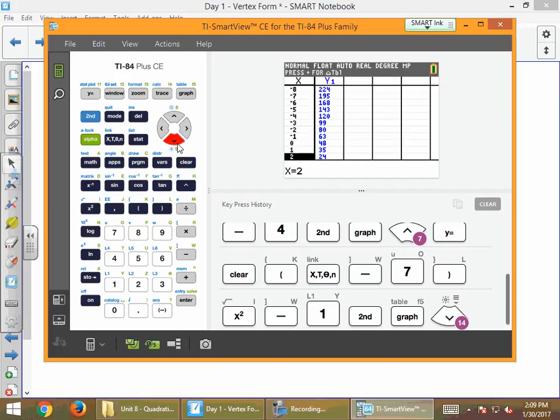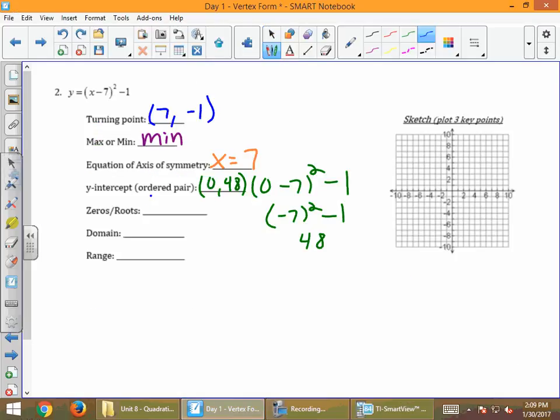Numbers are getting smaller, so I'm going to go this way. Do we know of any x values paired with 0? Good, 6 and 8. So those are our roots. This guy right here is paired with 0. This guy right there is paired with 0. So our roots are 6 and 8. So go ahead and plot our key points. We're going to plot our vertex, or turning point, 7, -1. Plot your roots, and plot your y-intercept.